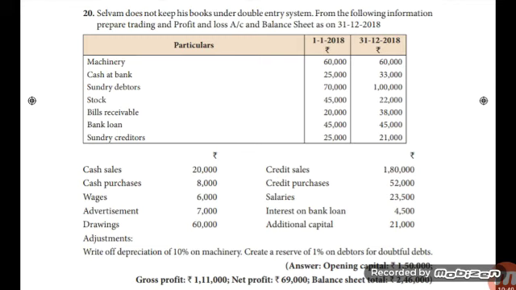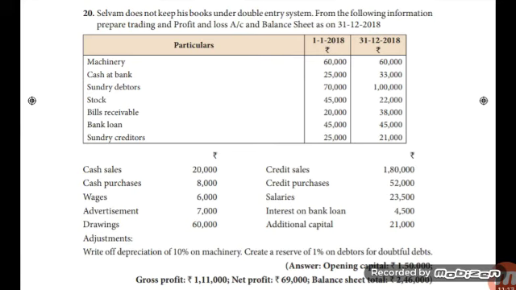Enter assets on asset side. Assets are machinery 60,000, cash at bank 25,000, sundry debtors 70,000, stock 45,000, bills receivable 20,000. Next, liability. Bank loan 45,000, sundry creditor 25,000. Then find the balance. You will get opening capital 1,50,000. Okay.